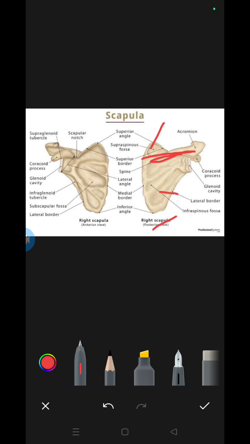Fossa means depression. In which surface? The dorsal surface. The two fossae are connected by the spinoglenoid notch, situated lateral to the root of the spine. That is the spinoglenoid notch, which connects the supraspinous fossa and infraspinous fossa.